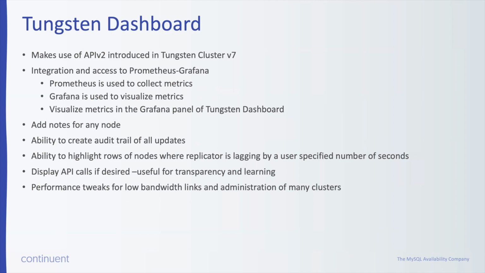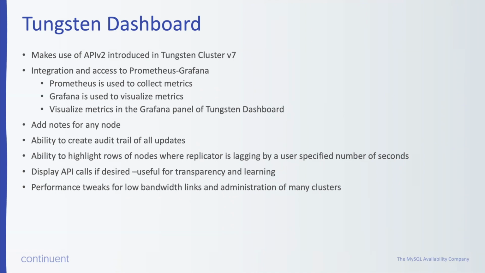One other interesting feature is being able to highlight rows of nodes where the replicator is lagging by a certain threshold that you specify. So this is kind of interesting. You can see at a glance, real quickly, which nodes are lagging, and you can specify the thresholds. So if it gets below or above a certain threshold, it'll be obvious. Those rows will be highlighted, and you can investigate and see if that's normal or not.